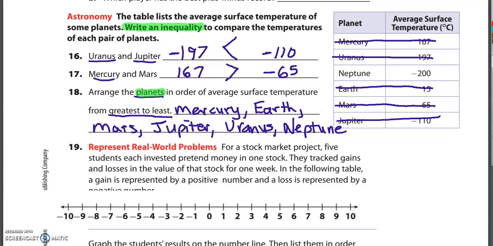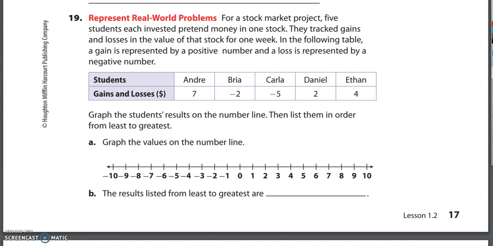Okay, let's move on. Okay, we're on number 19. Represent real-world problems. For a stock market project, 5 students each invested pretend money in one stock. They tracked gains and losses in the value of that stock for 1 week. In the following table, a gain is represented by a positive number, and a loss is represented by a negative number. It says graph the students' results on the number line, then list them in order from least to greatest. So if you graph them, I'll put Andre here at 7, and once again I'll just use initials. And then Bria here at -2, Carla at -5, Daniel at +2, and Ethan at 4.